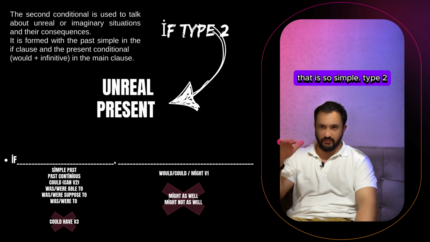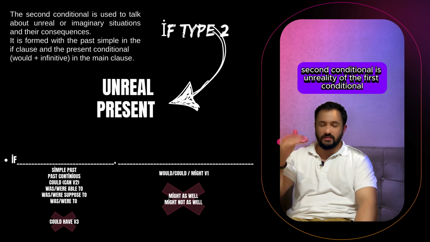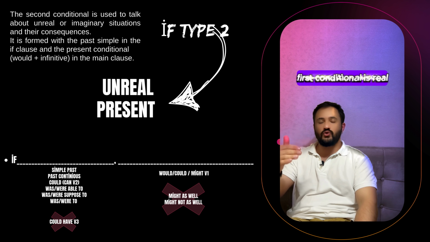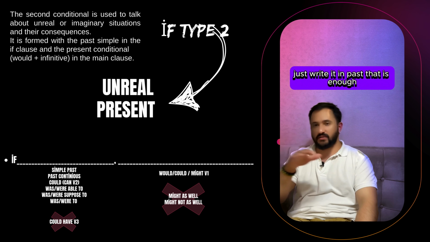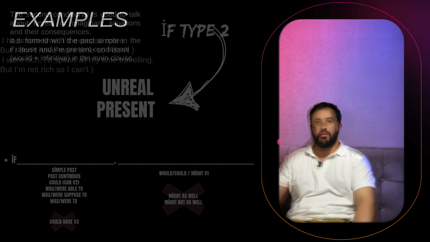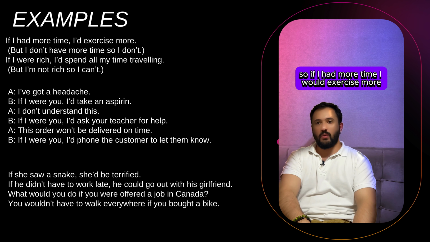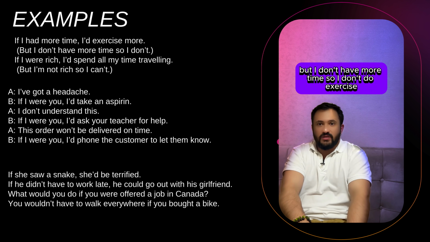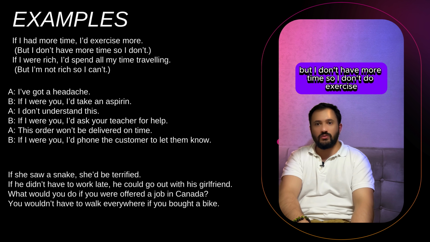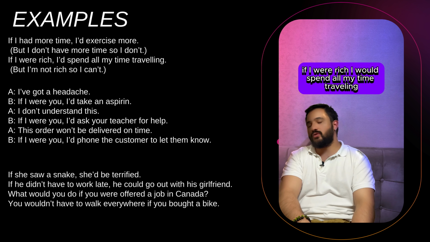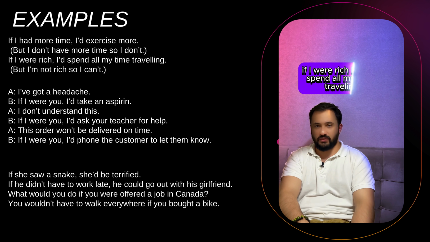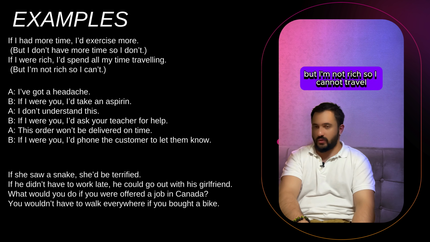That is so simple. Type 2, the second conditional, is the unreality of the first conditional. First conditional is the real; make it unreal. How can I do it? Just write it in past. That is enough. So, if I had more time, I would exercise more, but I don't have more time, so I don't exercise. If I were rich, I would spend all my time traveling, but I'm not rich, so I cannot travel.